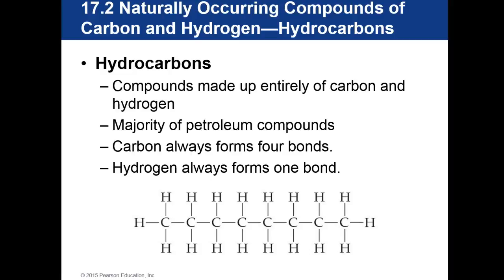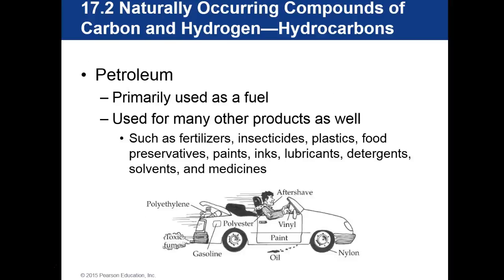Hydrocarbons are compounds made entirely of carbon and hydrogen. The majority of petroleum compounds, like when you get gasoline, propane, things like that. Carbon always forms 4 bonds. Hydrogen always forms 1 bond, so it works out well. Here's the example of petroleum, which is primarily used as fuel. It's used for many other products as well: fertilizers, insecticides, plastics, food, preservatives, paints, inks, lubricants, detergents, solvents, medicines, many different things. So petroleum is used a lot.